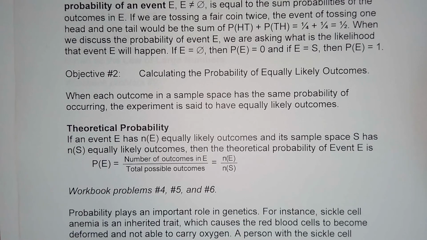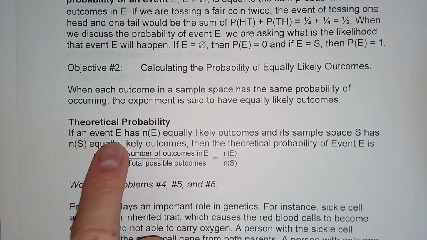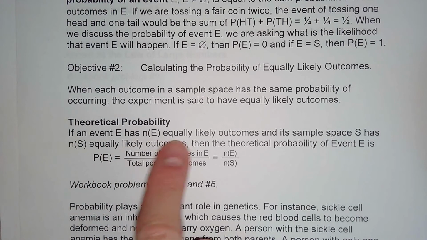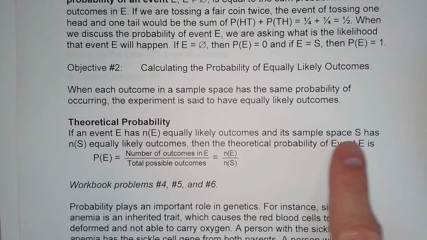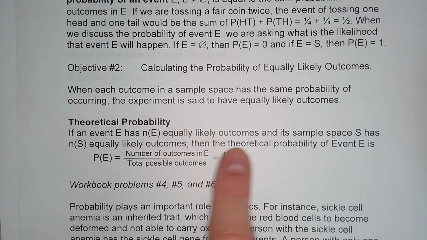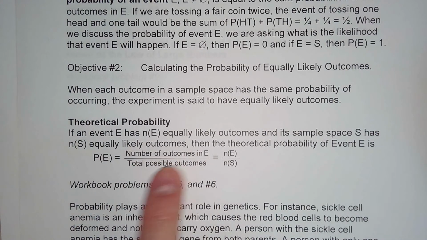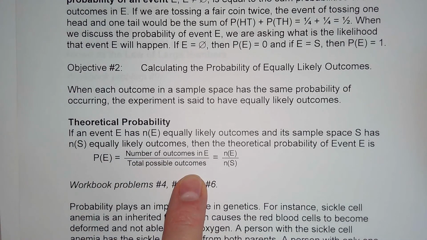So when each outcome in a sample space has the same probability of occurring, the experiment is said to have equally likely outcomes. So theoretical probability: if an event E has N of E equally likely outcomes and the sample space S has N of S equally likely outcomes, then the theoretical probability of event E, P of E, is the number of outcomes in E divided by the possible number of outcomes.